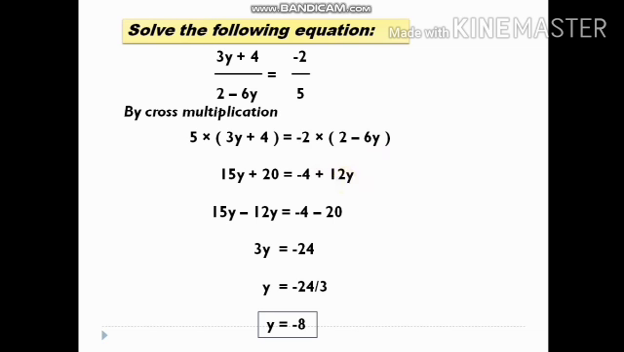Now we will arrange like terms. 15y, this minus 12y, when shift into left hand side we will get minus 12y, which is equal to minus 4, and this plus 20 when shift into right hand side we will get minus 20. 15y minus 12y is 3y, minus 4 minus 20 is minus 24, and the value of y will be minus 24 upon 3, that is your minus 8. How can you check your answer is correct or not? When you substitute your value in this left hand side, you will get the same answer.